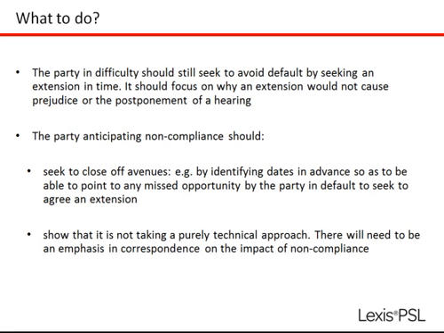Second, if it anticipates that it is going to oppose an extension of time or the grant of relief, it needs to foreshadow in correspondence factors on which it may rely and to seek to close off avenues. For example, by identifying the deadline dates in advance so as to be able to point to any missed opportunity by the party in default to seek to agree an extension. It would need to show that it's not taking technical objections. One can imagine the party in that position providing more information than it would normally do, for example, concerning availability of expert witnesses, to explain why it's not possible to postpone steps in the court timetable.